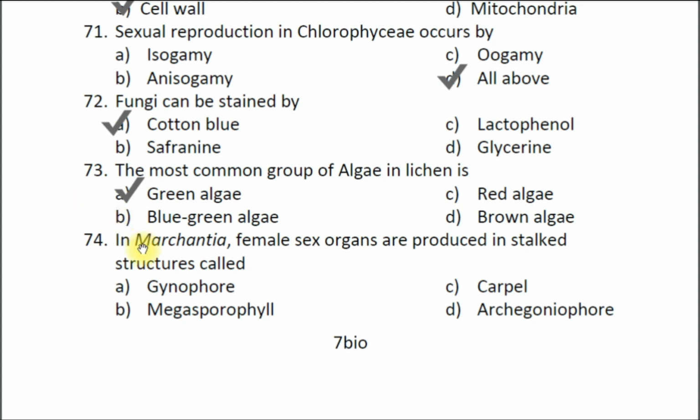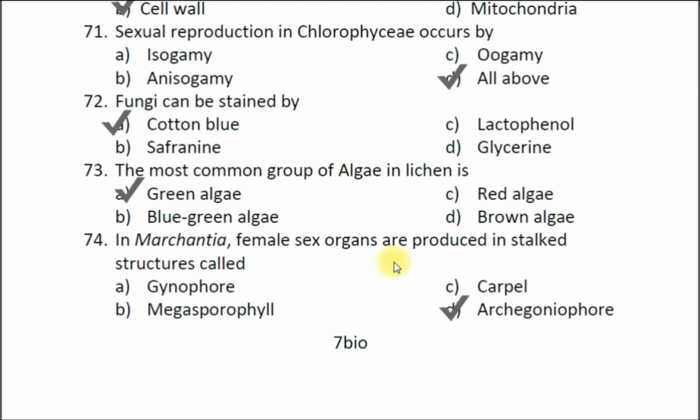Question number 74. In Marchantia, female sex organs are produced in stalked structure called A. gynophore, B. megasporophyll, C. carpel, D. archegoniophore. And the correct answer is the D option, which is the archegoniophore. The male structure is called antheridiophore and the female structure is called archegoniophore.